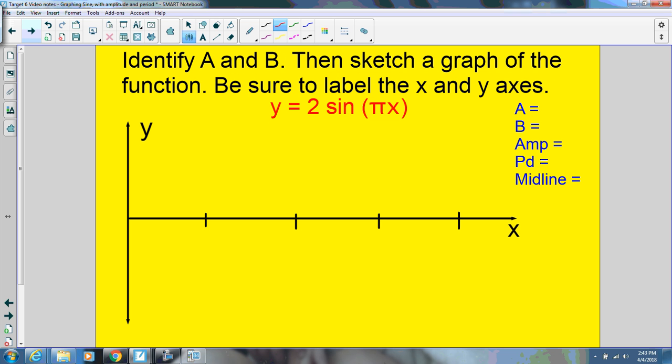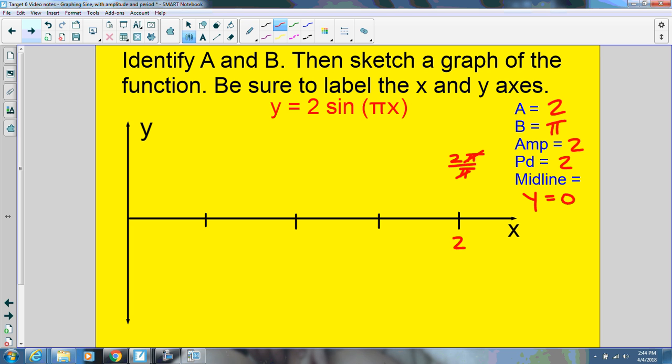Okay, let's put this all together. The a value here is 2. The b value here is pi. Since the a value is 2, that's giving me my amplitude. My midline for all of these right now is just going to be y equals 0. Now let's look at the period. The period is 2 pi divided by the b value of pi, so my period is 2. That means my graph will go all the way out to an x value of 2.